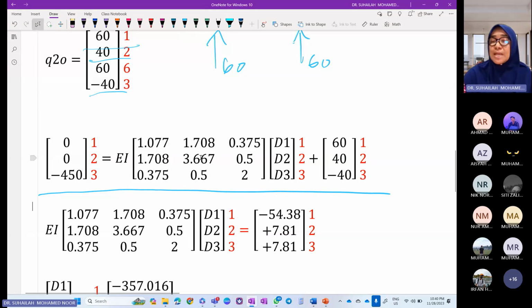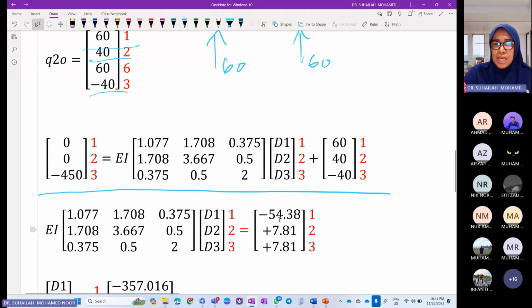So that's why when we label, we must label one at the unconstrained, not label one at the constraint. Because at one, it is unconstrained. At unconstrained there is movement. That movement is displacement. D1, D2 and D3. Okay. So this is the stiffness equation. Simplify this. Simplify this.